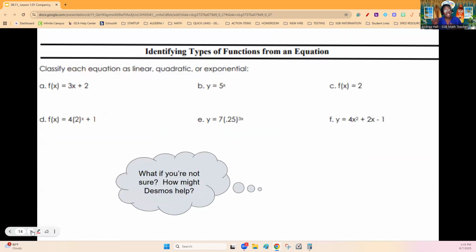All right, so now let's put it into practice. Go ahead and pause the video, try this out yourself, and then come back. And if you're not sure what to do, maybe putting it in decimals might help.